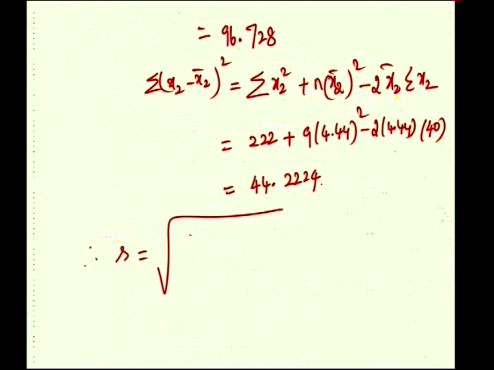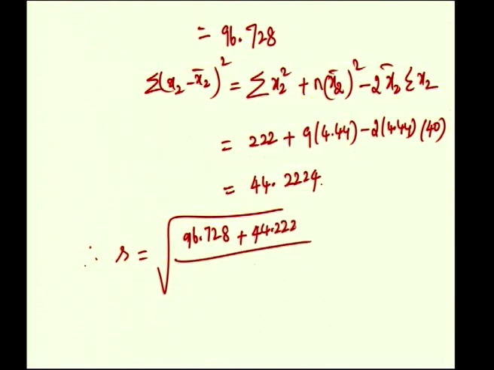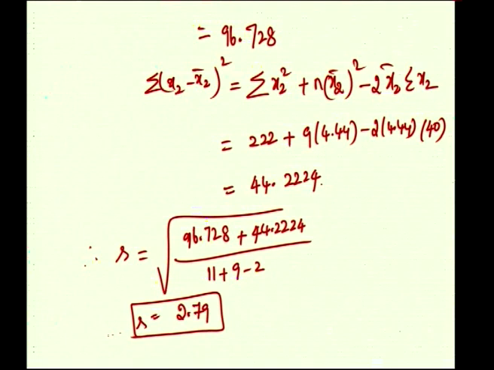Therefore, S is equal to 96.728 plus 44.2224 divided by n1, which is 11, plus 9 minus 2. This is equal to 2.79. So, S is equal to 2.79.